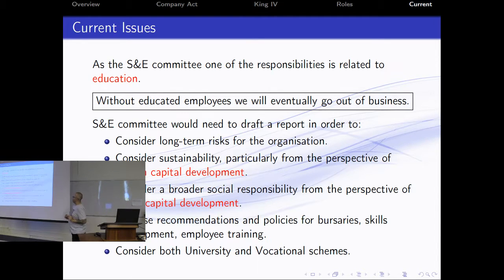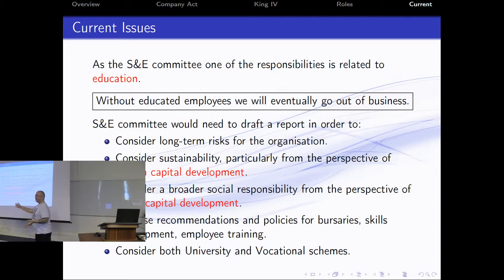And then looking at a broader thing from a social capital development perspective, are there initiatives that we can embark on to help our community in education? Can we set up mentoring programs for high school children? Can we set up winter schools or summer schools? Can we set up exam prep for matrics? And can we intervene at an earlier stage? Because studies have shown that a lot of the educational problems happen far earlier than matric, and matric is too late to fix the problem.